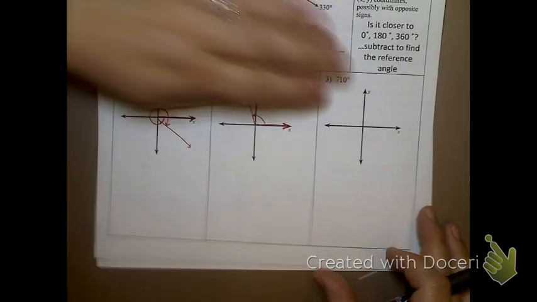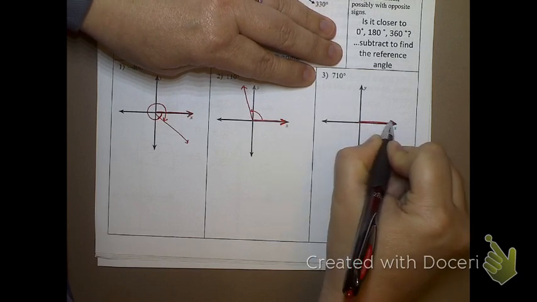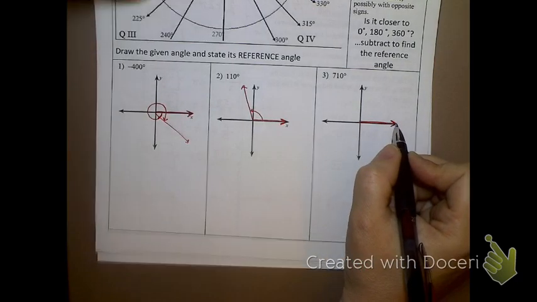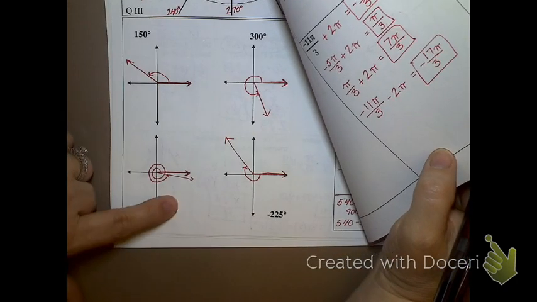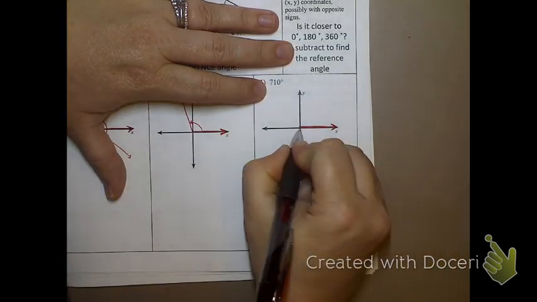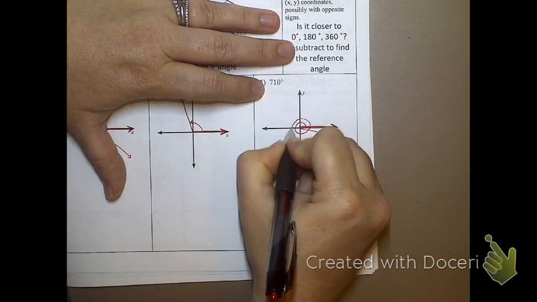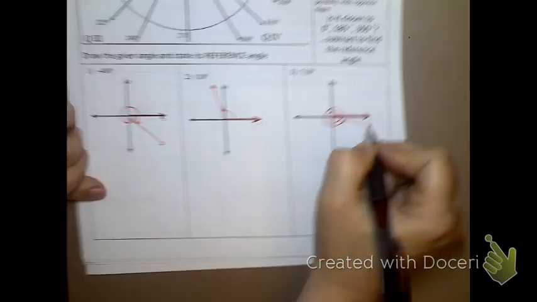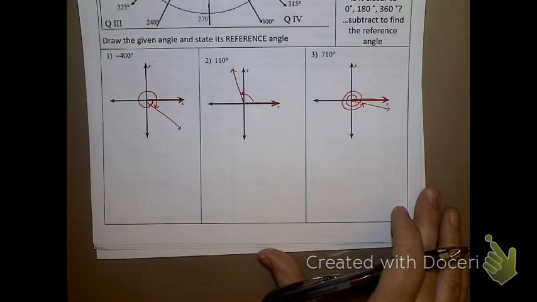And 710 degrees. I think we drew this one yesterday. What do I know about 710 degrees? Well, I know that 720 degrees is 2 full revolutions and 710 is just before that. So my terminal side is like right there. That's 360. That would be my 710. Questions about that? That should be pretty easy for you now.